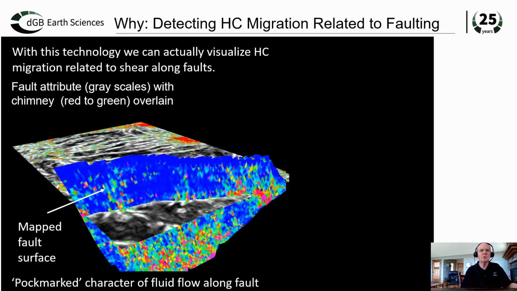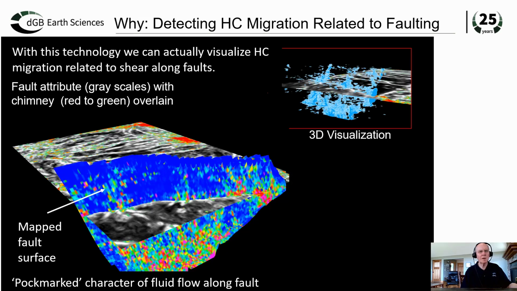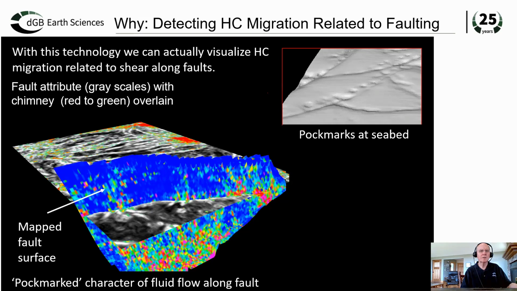The other thing we can actually do is determine, by taking a mapped fault surface and overlaying on that the chimney data, what parts of the fault are migrating hydrocarbons, in this case in areas where there are bends in the fault, and areas that are not migrating hydrocarbons. We can sometimes visualize that in 3 dimensions and relate it to pockmarks at the seabed. This example from Nigeria had oil in piston cores at the surface.